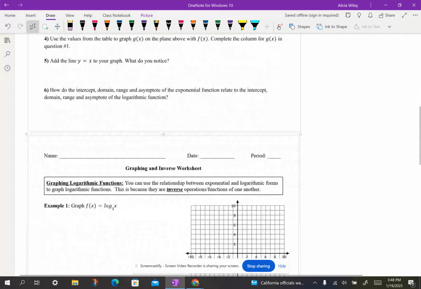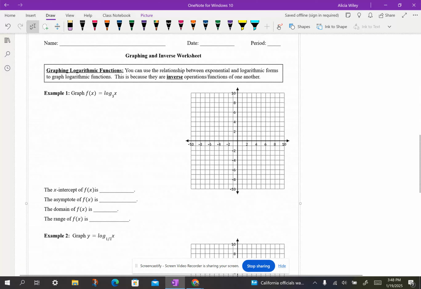Down here on this page, what you're doing is graphing logarithms. So when you are graphing these logarithms, you're going to have to think about the fact that the x's and the y's switch places from an exponential function to a log function.